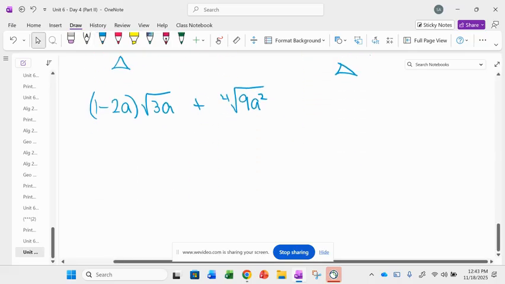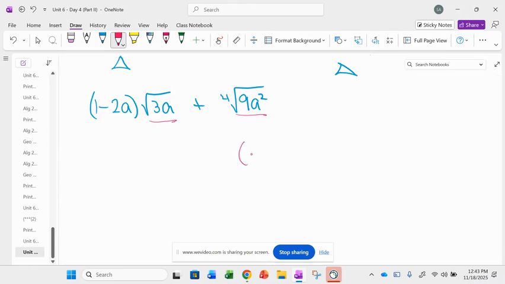Okay, so now what I'm going to try to do is see if I can make this similar to this. So I'm going to change it to exponential. So I have 9a squared raised to the 1/4 power.